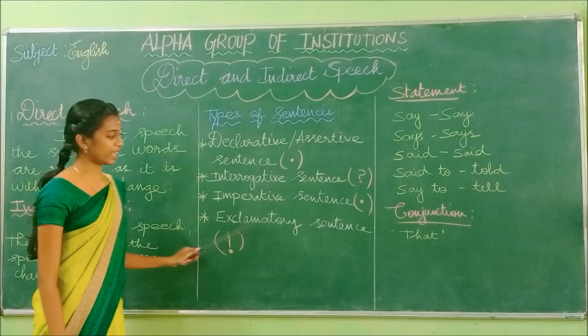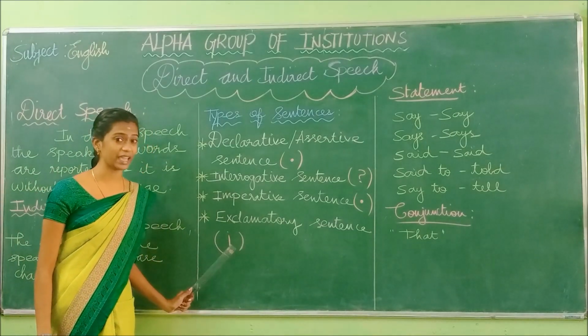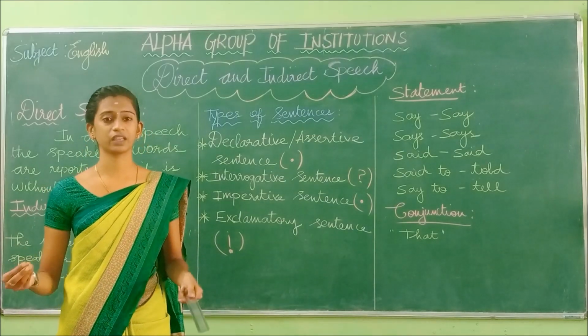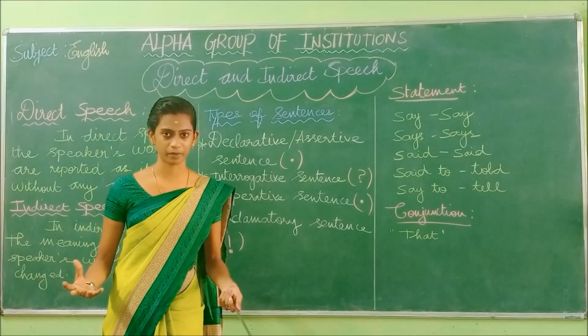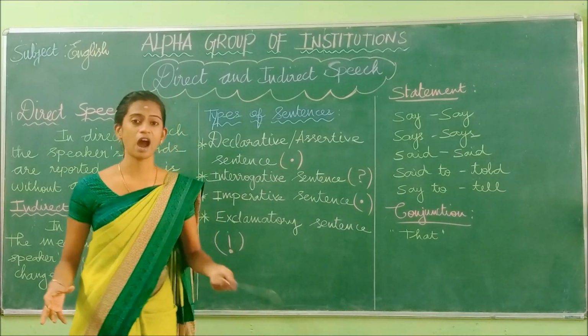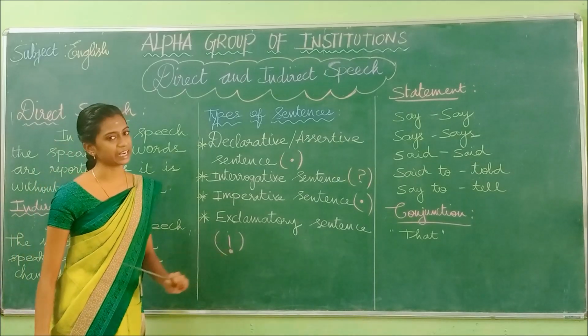And the fourth one, exclamatory sentence. In an exclamatory sentence, the sentence ends with the exclamatory mark. The sentence states about something. It expresses the feeling of a person, the emotions. It starts with alas, hooray, how, what. So from that you are able to identify an exclamatory sentence.